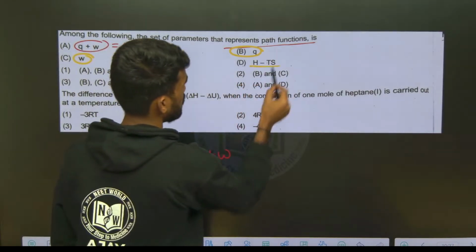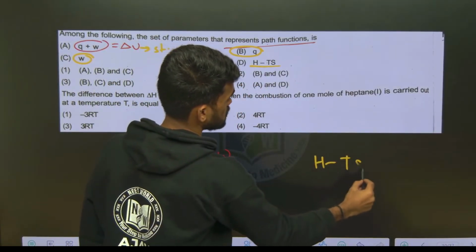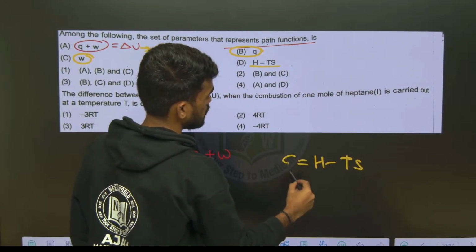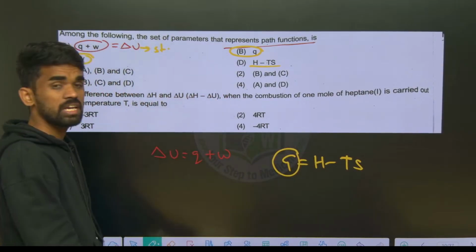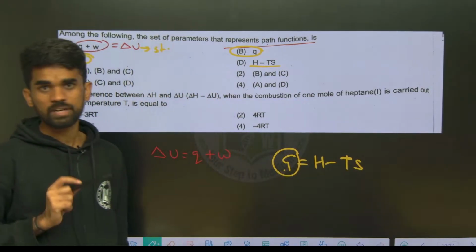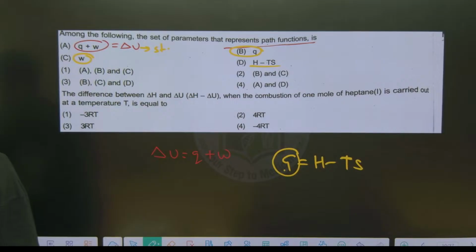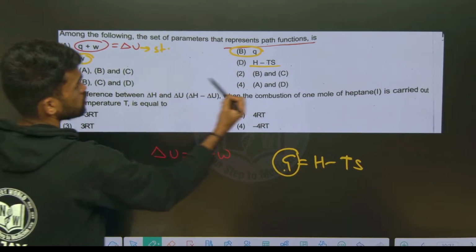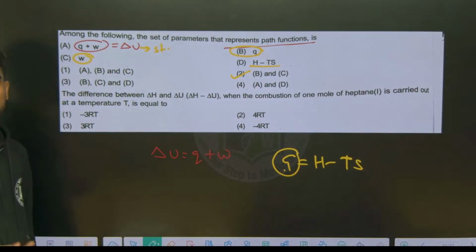And H minus TS is given now. What is this H minus TS? This is G, the Gibbs free energy. Gibbs free energy change is also a state function. All free energies are state functions. Remember this statement. So now what are the path functions here? B and C. So your option number 2 will be perfectly correct for this question.